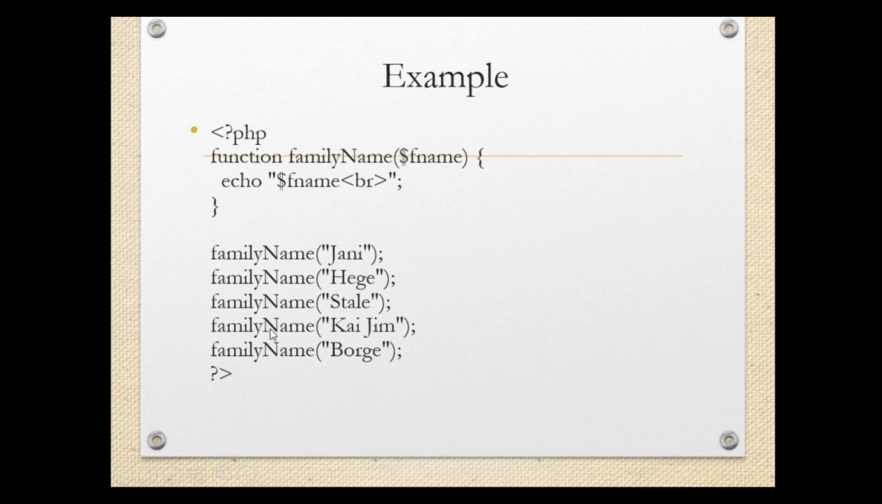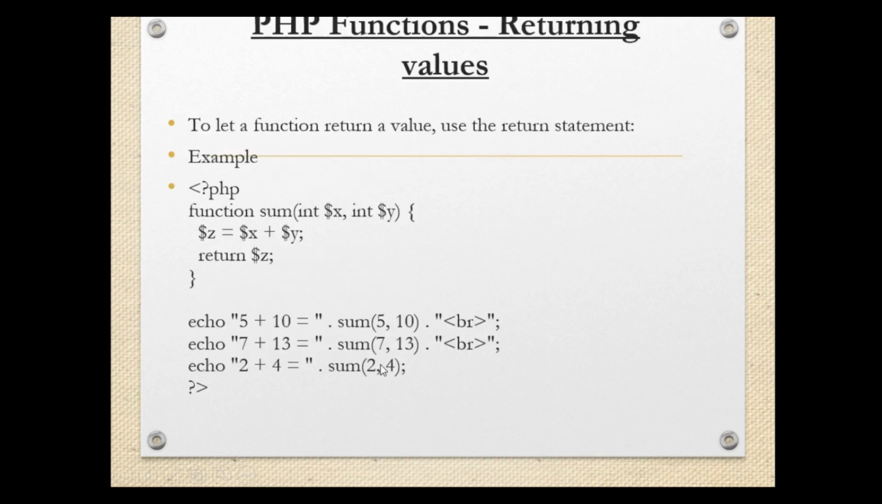Now, while calling the function, you can see we have called the function with different names. For example, family name Jani, family name Borj, family name Kai Jim. These are the arguments that we have passed to my function, family name. So in the output we will get all these names that we have passed as arguments.